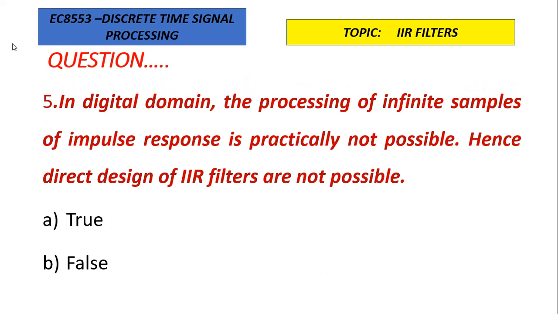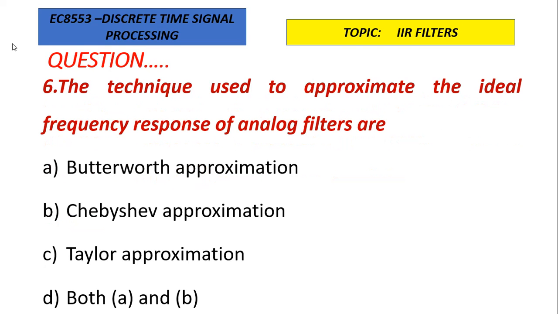Next, in the digital domain, the processing of infinite samples of impulse response is practically not possible. Hence, direct design of IIR filters is not possible. We have solved many problems. In IIR, first we should design an analog filter and then convert it to a digital filter by means of some transformation technique. They are telling here that in the digital domain, we have to process infinite samples, which is practically not possible. Is it correct or not? Yes, it is true. That's why we are not able to design IIR filters directly. So the answer for this is true.